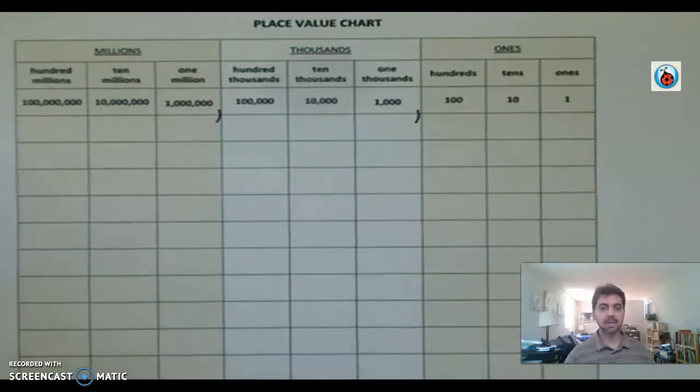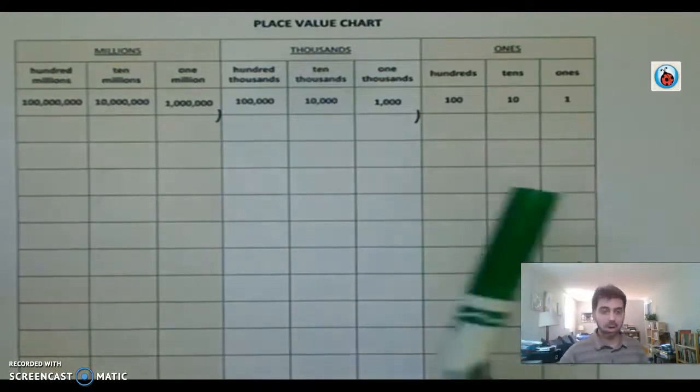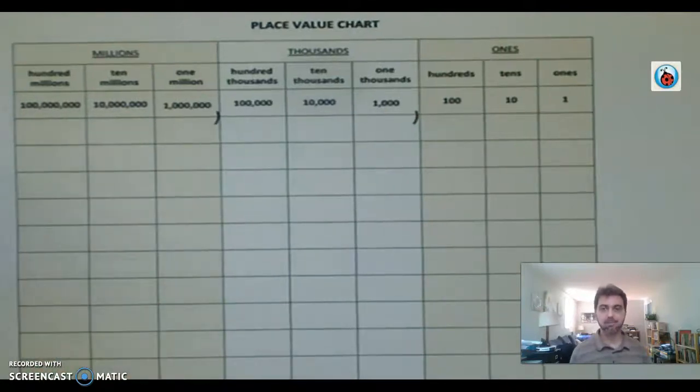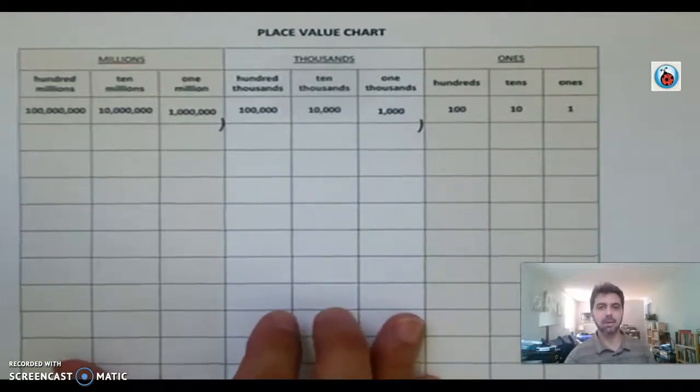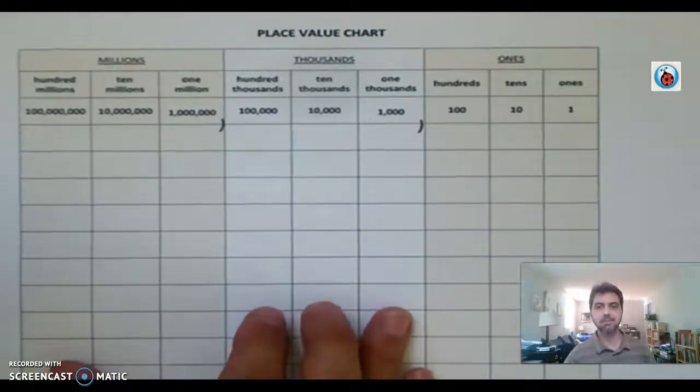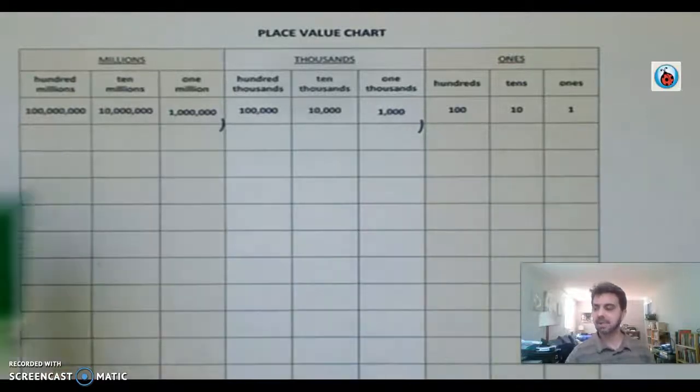Very happy to be with you today to talk about place value. You can see above me here I have a place value chart that goes all the way to the 100 millions. So let's take a look at this chart, which you should also have with you, out in front of you.